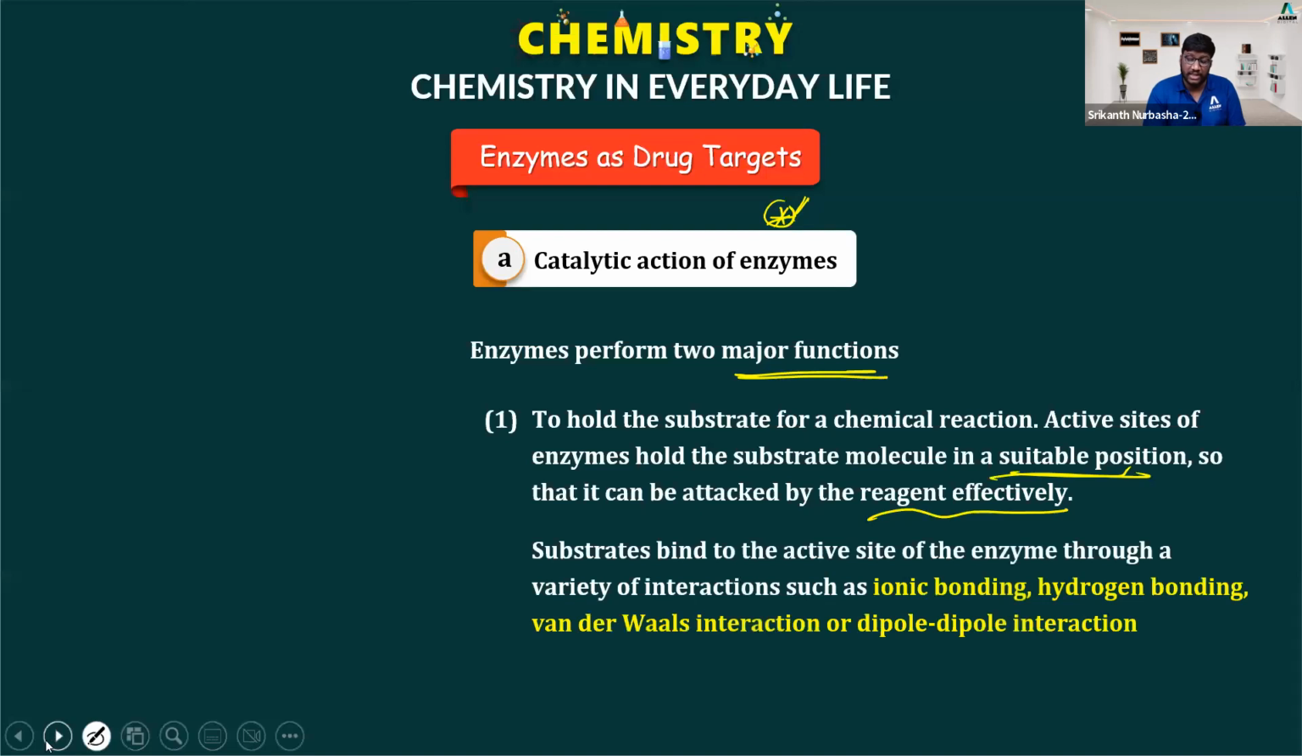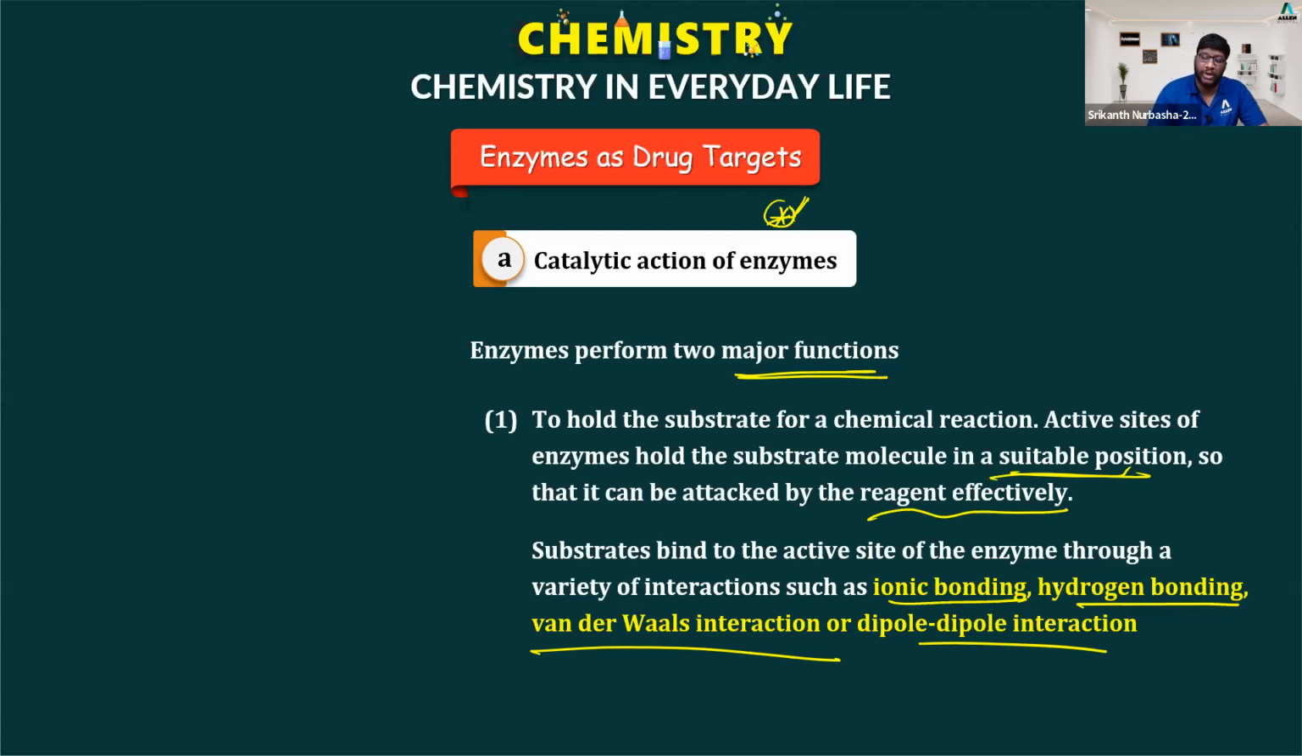What type of attractions can they be? Like hydrogen bonding, ionic bonding, van der Waals interaction, or dipole-dipole forces. The substrate binds to the active site of the enzyme through a variety of interactions such as ionic bonding, hydrogen bonding, van der Waals interaction, or dipole-dipole interaction. This is the first role of the enzyme.